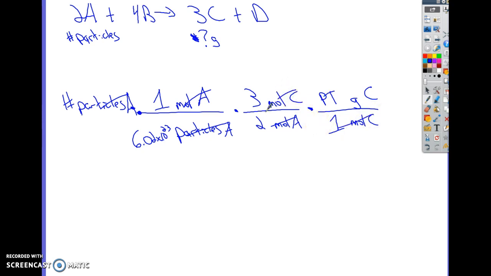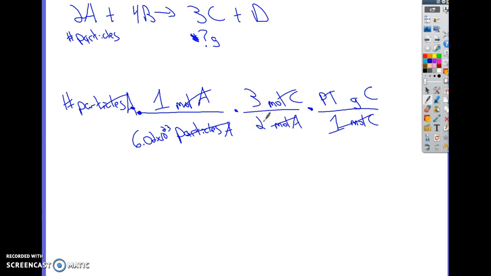So a thing that people mix up a lot is when you have the conversion factor, it's always 1 mole going with whatever the unit is you're converting from or to. It's the mole ratio step that uses these coefficients up top.